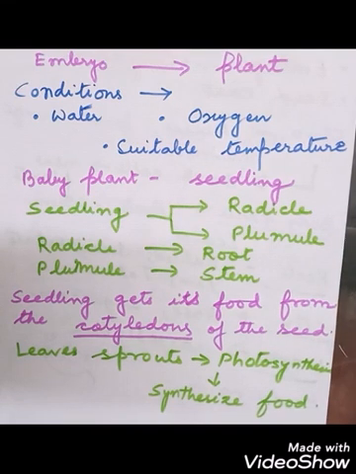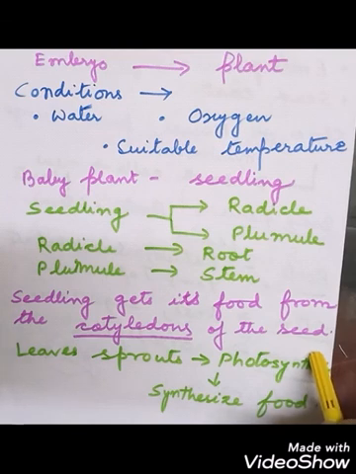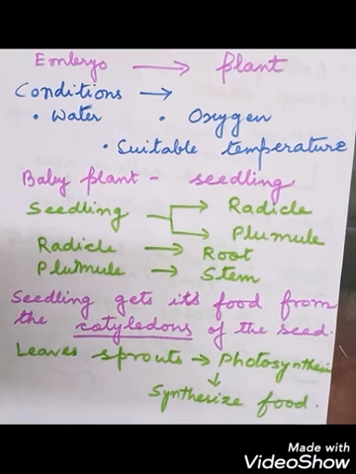Now, where will the seedling get its food from? The seedling will get its food from the cotyledons present in the seed. In yesterday's lecture I showed you examples of seeds, the chickpeas and the kidney beans, and there you saw the cotyledons. All seeds have cotyledons, some have one and some have two.